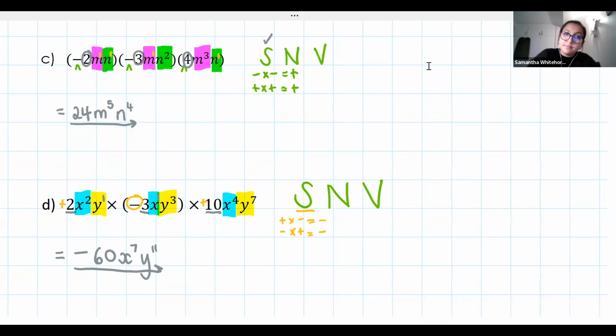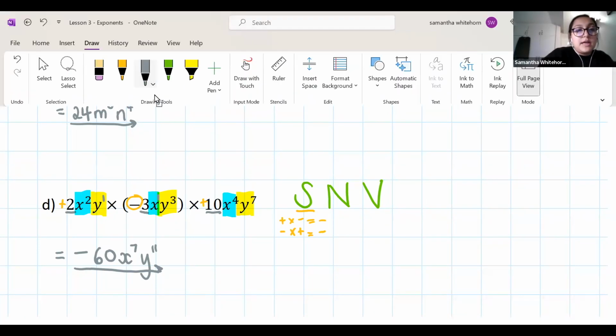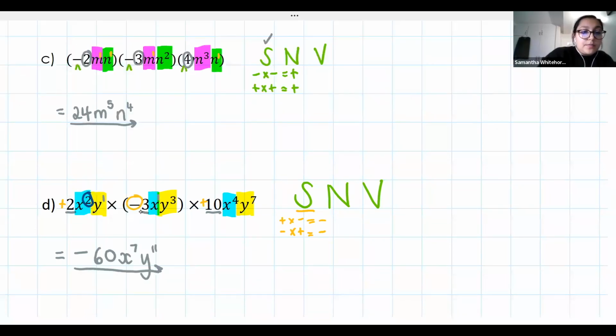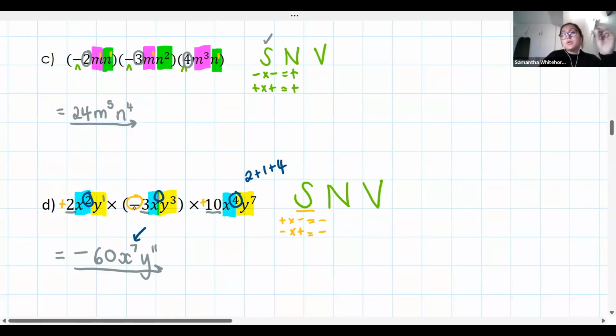So I'm asking here, how do you get your x to the power of 7? Okay, so remember what we do is we add all of the exponents of x. So if I look at all the x's that I've highlighted in blue, I'm going to take the 2 plus the 1 plus the 4. So 2 plus 1 plus 4 gives me that x to the power 7, because my exponent law tells me to add the exponents when I multiply. Okay, ma'am. Good.